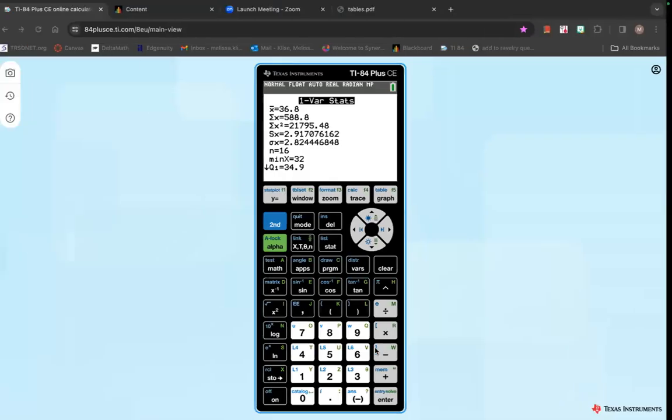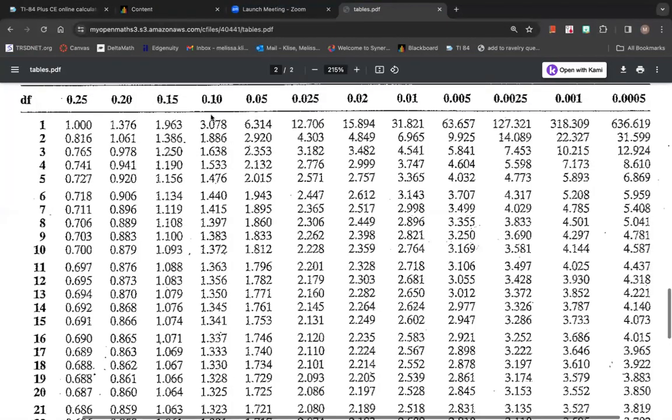Let's go over to our T-table. Okay, so we're at 0.025. Here's my 15 degrees of freedom. Head over to 0.025, 2.131. So my T sub alpha divided by 2 is 2.131. Y'all see that? So it's 15 degrees of freedom over here to 0.025. So it's right there.